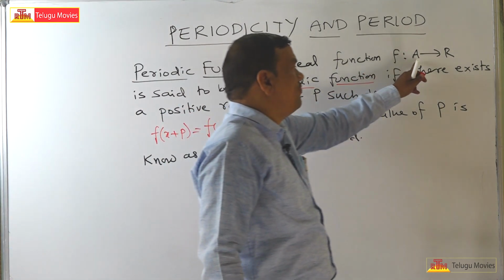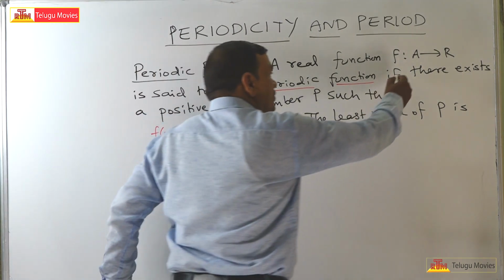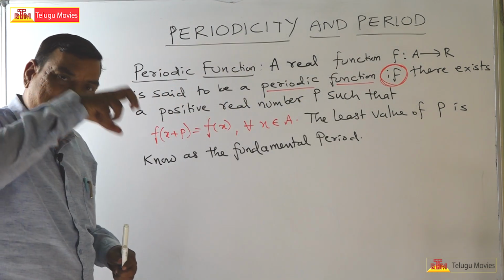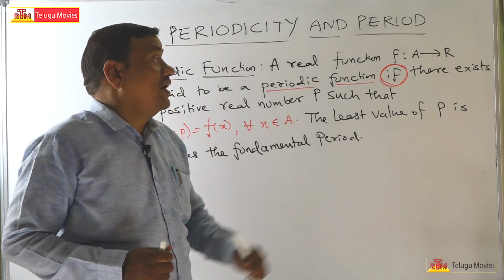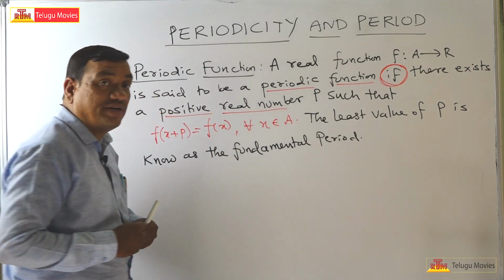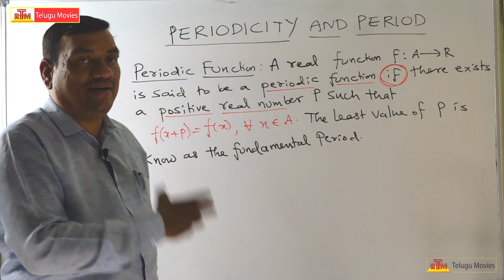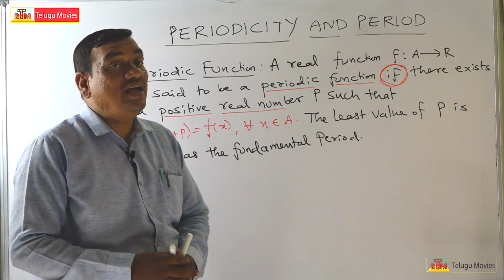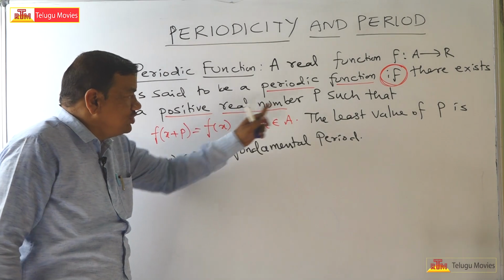A is a subset of real numbers. It is said to be a periodic function if... See here, what is that word? If. If means, if there exists, that means it is not compulsory. If there exists a positive real number. Why do you have to take the positive real number? Just before, I explained that we have to take the length of the interval. Length means always a positive quantity. A positive real number p.